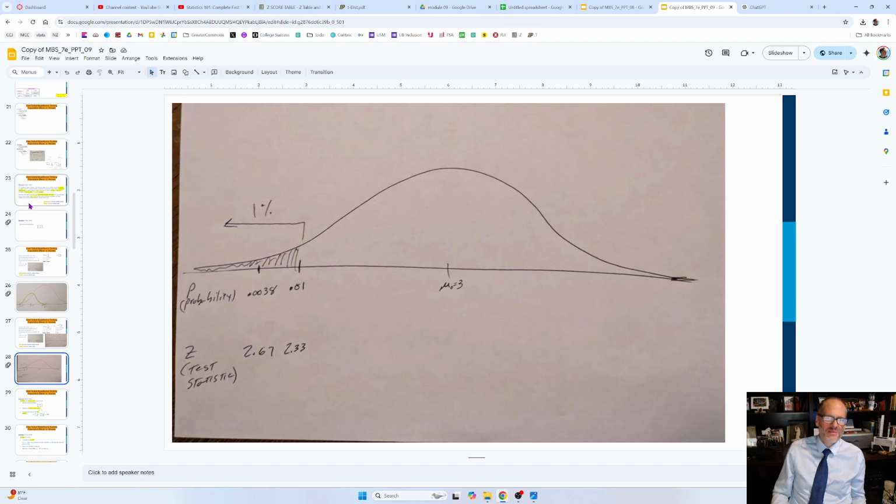So we reject the null hypothesis, right? Because the population mean is not going to be equal to 3. It's something less than that. So that's the way I do it. It makes sense to me.